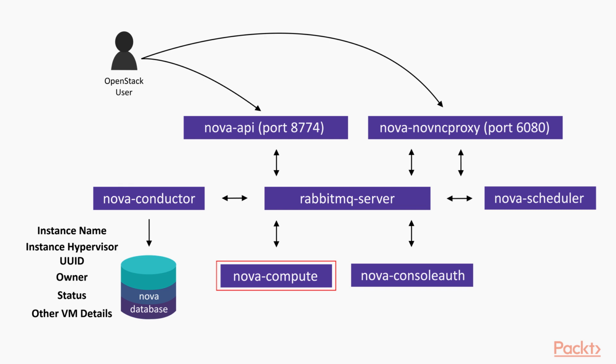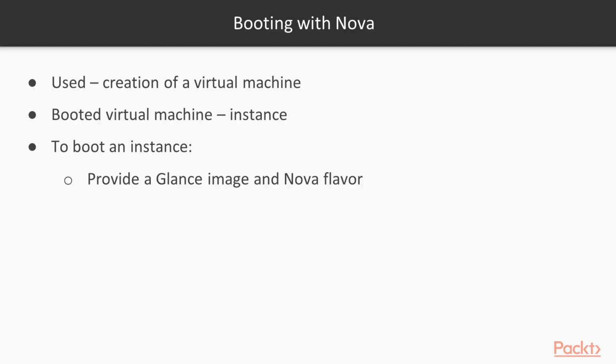Out of 6, the last daemon is Nova Compute. It manages virtual machines on the hypervisor. In OpenStack, the term booting is used to refer to the creation of a virtual machine. A virtual machine booted with Nova is often called an instance. To boot an instance with Nova, one would typically provide a desired Glance image and Nova flavor. A Nova flavor is a previously provisioned profile of the CPU, memory, and local disk desired.